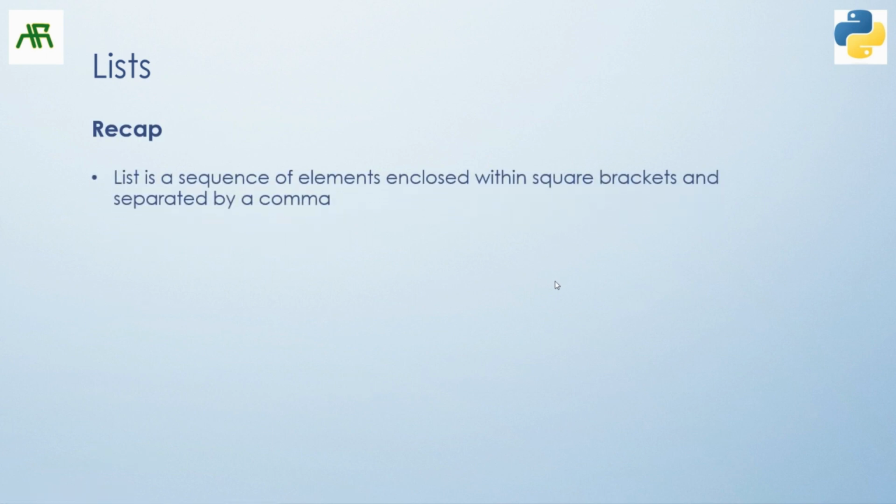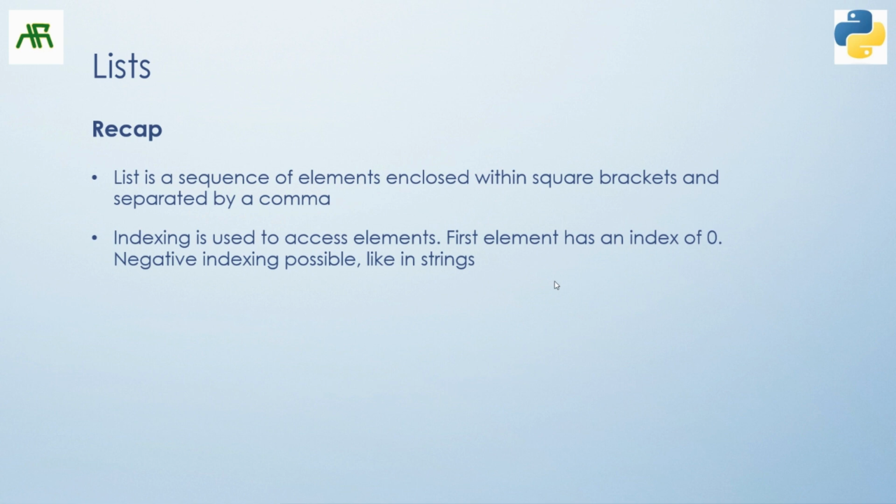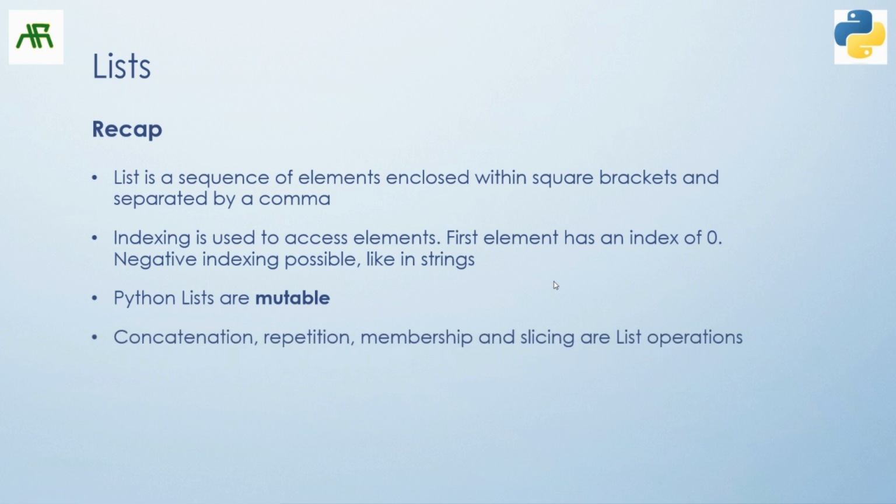Let's quickly recap this whole session. List is a sequence of elements enclosed within square brackets, and the elements are separated by a comma. Indexing is used to access elements. First element has an index of 0. Negative indexing is also possible, like in strings. Python lists are mutable. As we saw earlier, the values of a list can be changed. Concatenation, repetition, membership, and slicing are some list operations.